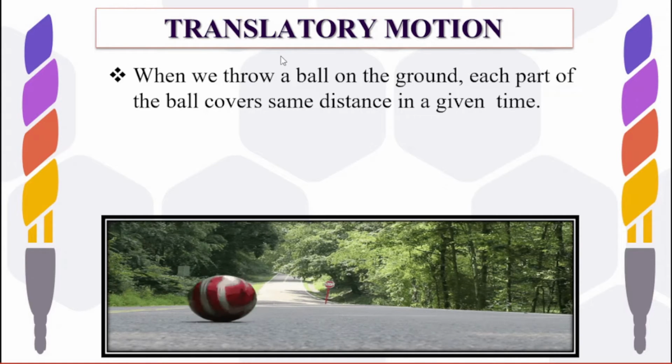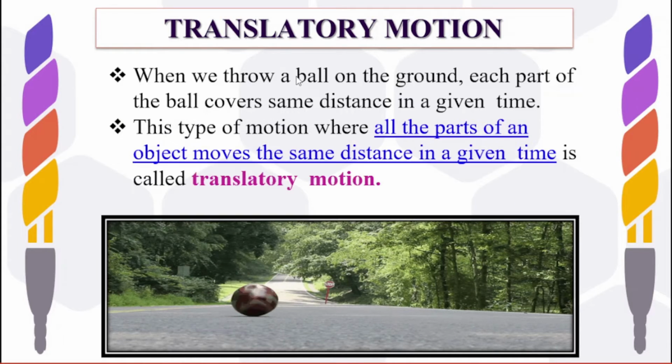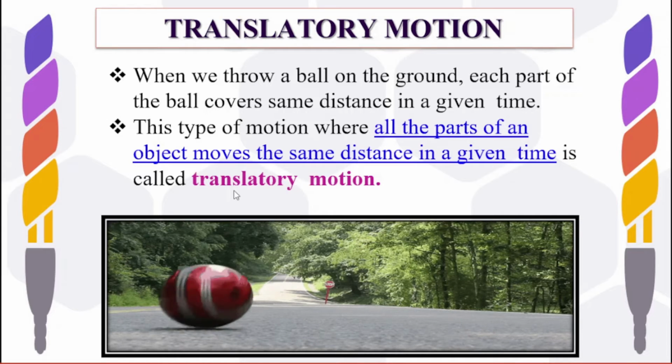Translational motion is also called rectilinear motion. In this type of motion, all the parts of an object move the same distance in a given time. Suppose 1 meter in 1 second. So this is called translational motion: same distance in a given time.